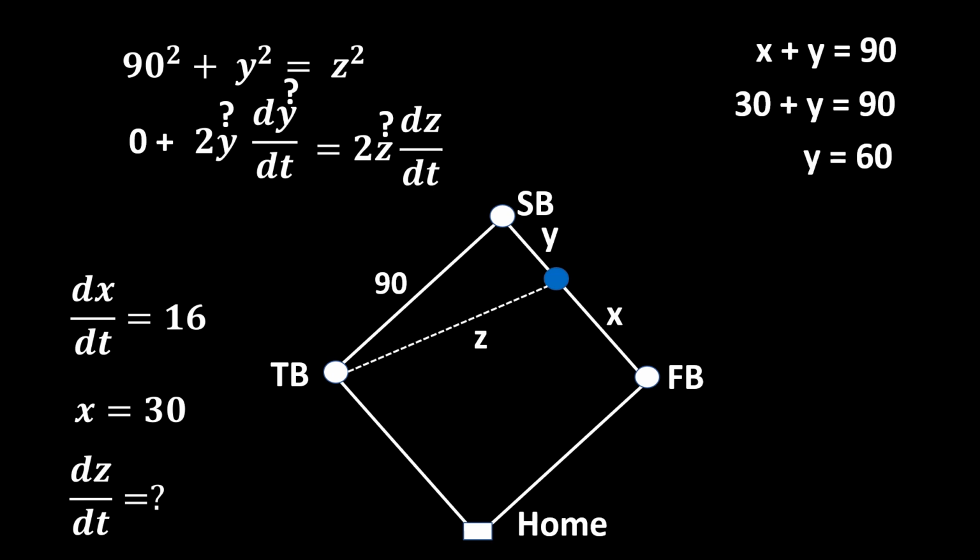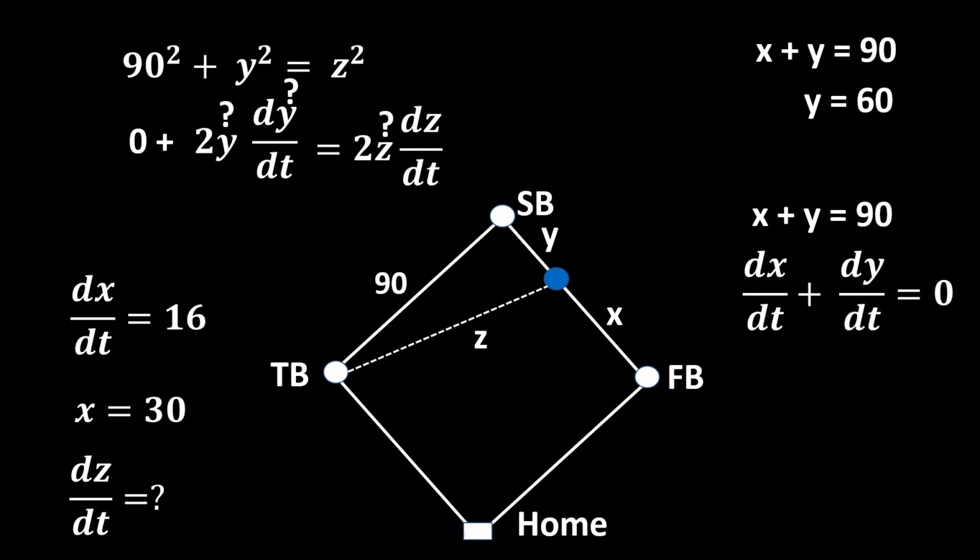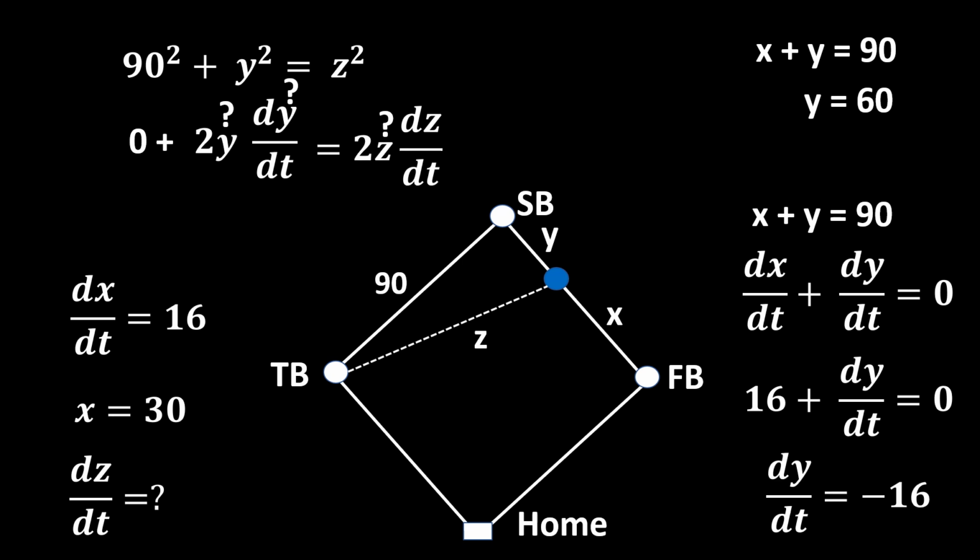Also, we can find the value for dy/dt by using the same equation. We are going to take the derivative of the left side, x plus y, and also the derivative of 90, which is obviously 0. So we get the derivative of x, that's dx/dt, plus the derivative of y, dy/dt. Now we substitute the value of dx/dt, which is 16, and to solve for dy/dt, we say dy/dt is equal to negative 16.